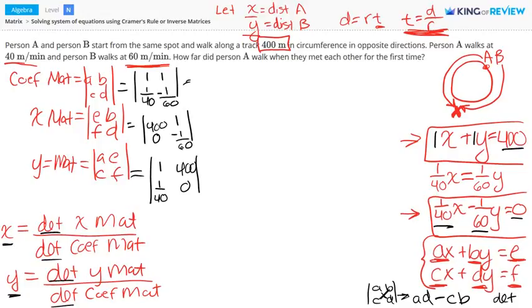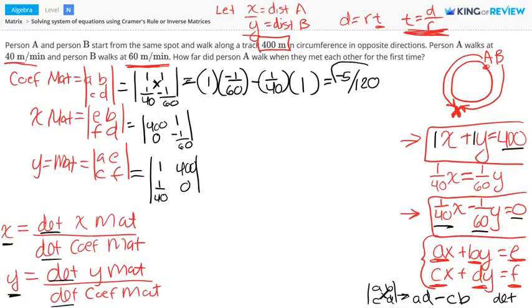So let's solve for that here, for the coefficient matrix. Well, we take the main diagonal, so 1 times negative 1 over 60 minus, then we have the product of the entries in the other diagonal, 1 over 40 times 1. So we have 1 times negative 1 over 60 minus 1 over 40 times 1. And when you work this out, this is equal to negative 5 over 120. So that's the determinant of the coefficient matrix.